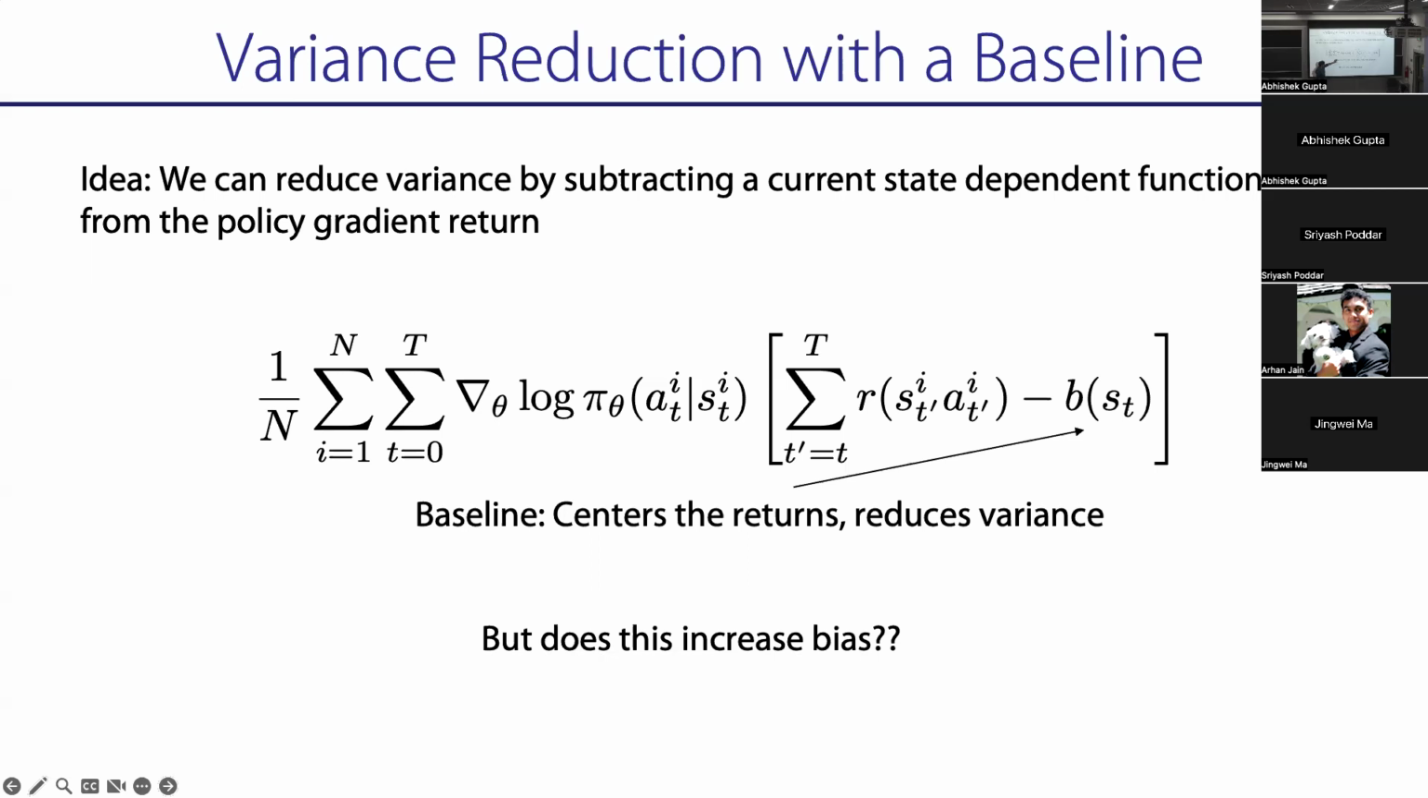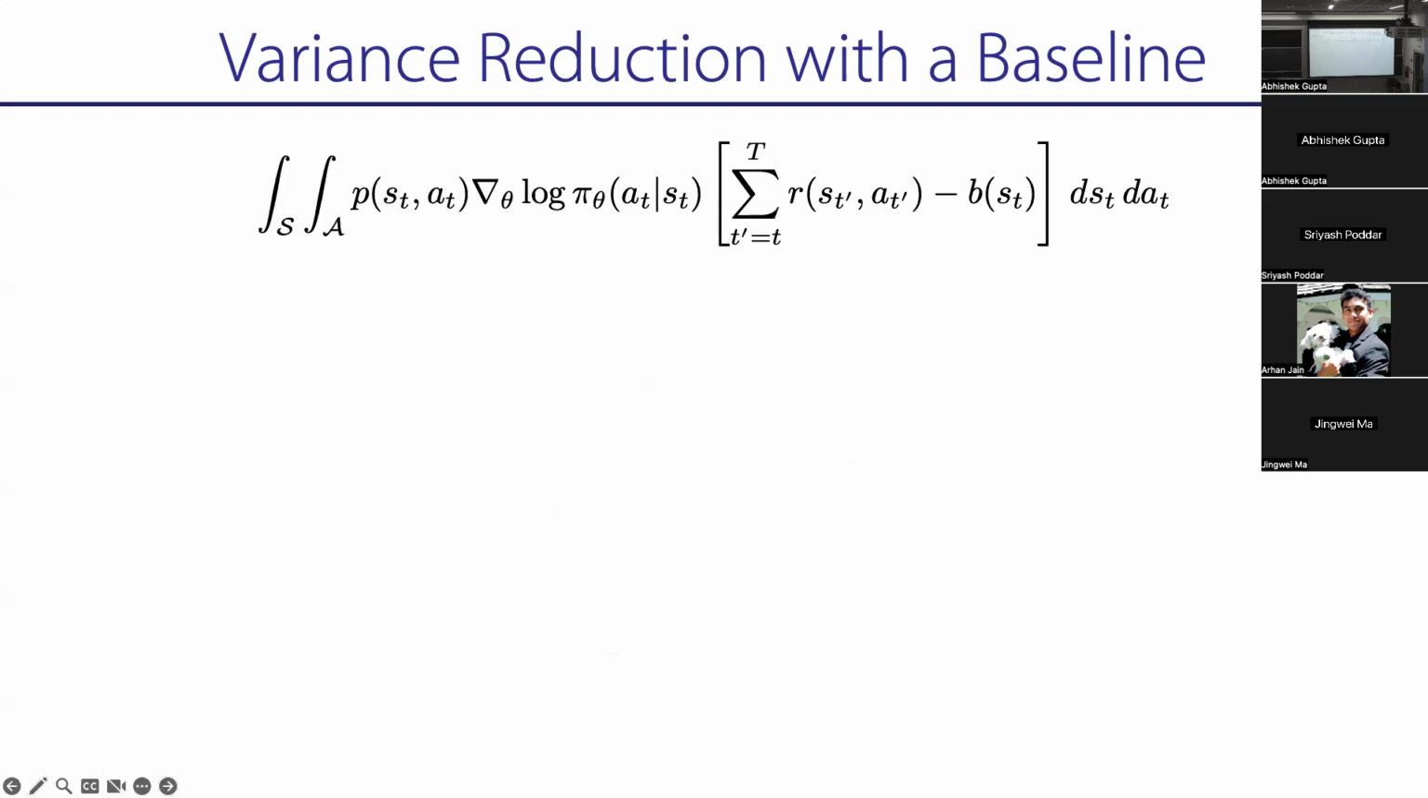What we're going to try to figure out is, does this increase bias? I derived this as the gradient of the expected reward, and then I just added a random minus B of ST. Kind of a crazy thing to do. So the question we want to ask is, does this lead to the same gradient in expectation? Does this give us an unbiased estimator? How many of you are familiar with unbiased estimators? So what we're going to try to prove is that this objective is equivalent to the original objective, but with lower variance.